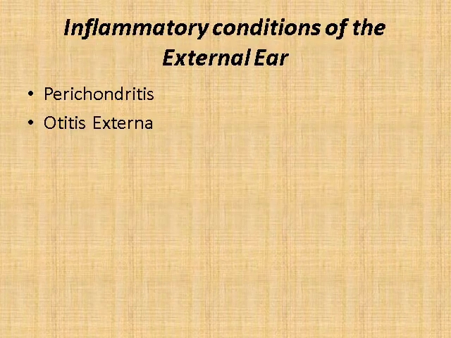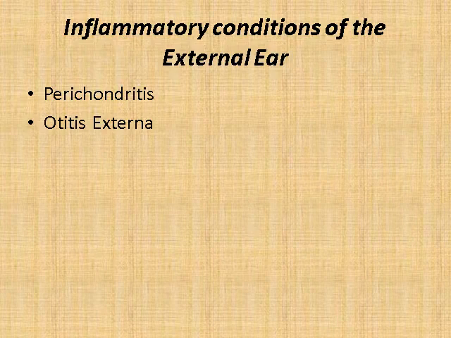Now that we're done with the congenital anomalies, we move on to the inflammatory conditions of the external ear. Inflammation of the perichondrium of the auricle is called perichondritis, whereas inflammation in the external auditory canal, we call it otitis externa.